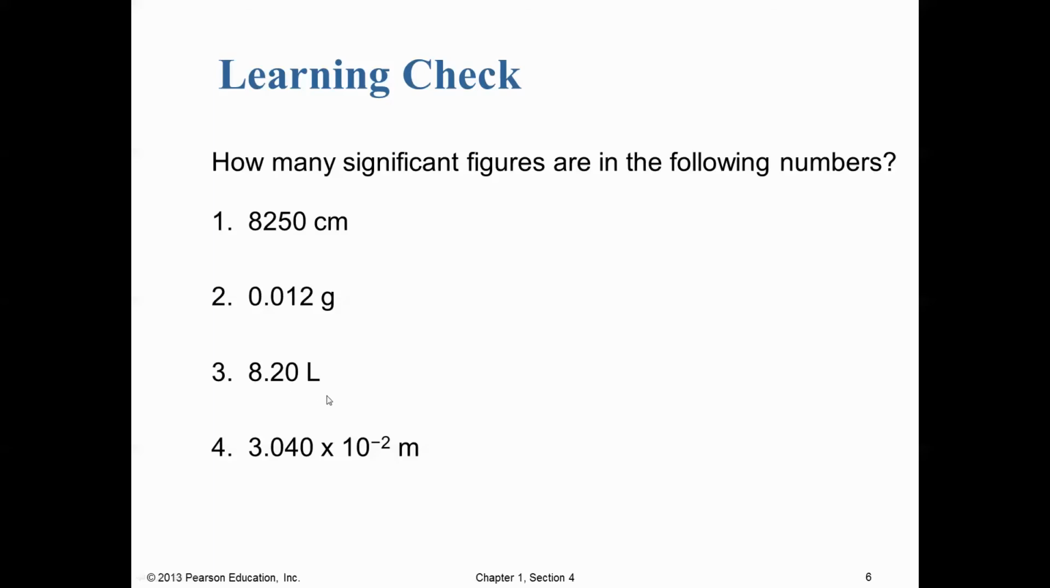In 8.20 right here, we have 3 significant figures. Our 0 is to the right of a non-zero digit in a number with a decimal point. So this 0 is indeed significant.